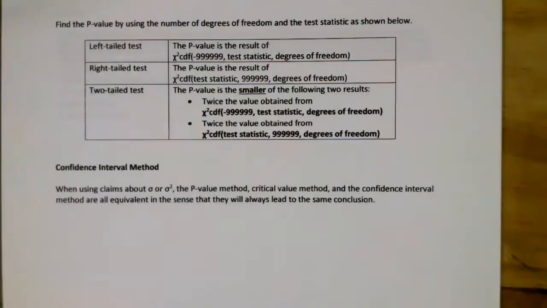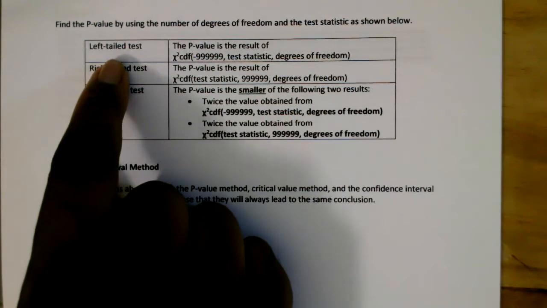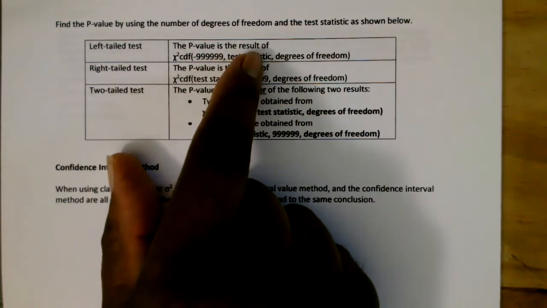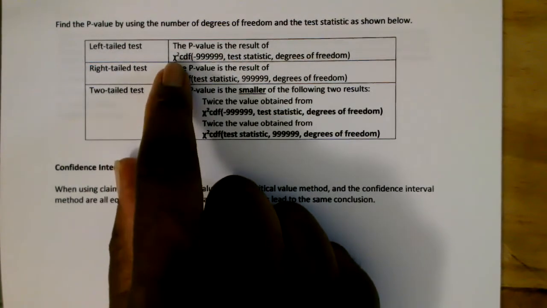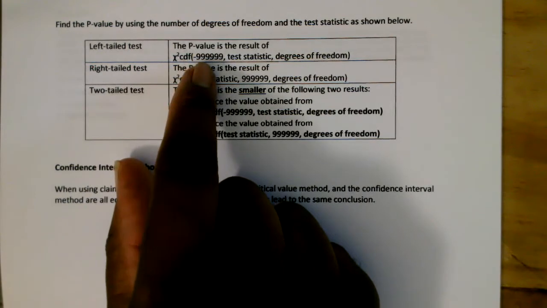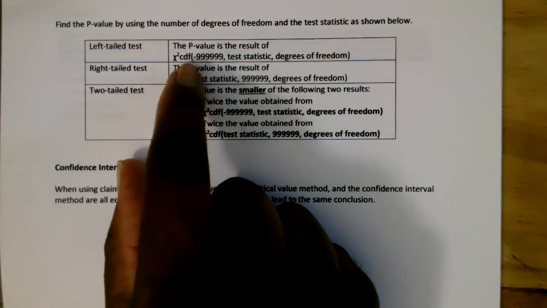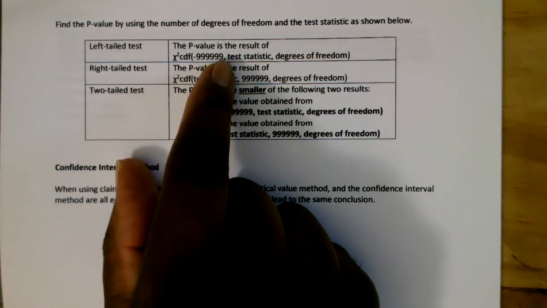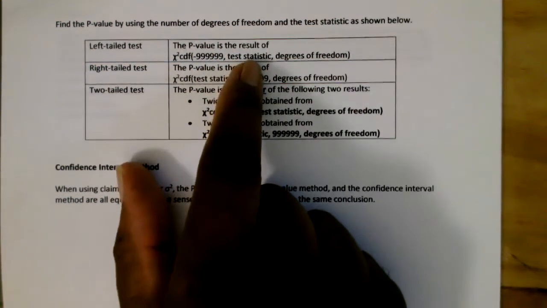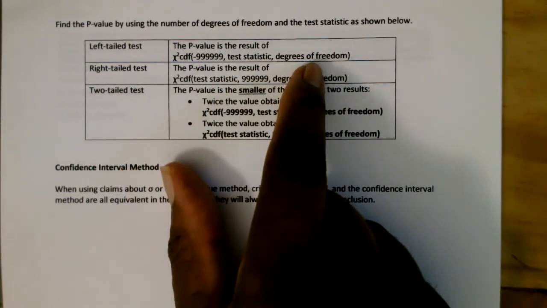Now in this case, here's how we find the p-value using the number of degrees of freedom and the test statistic as shown below. If you have a left tail test, then your p-value is going to be the result of this. After you select chi-square CDF, your lower limit would be a negative with, and I have 6 nines, but you can use as many nines as you need to get a more accurate p-value. So it'd be negative with, let's say, 6 nines, and then your test statistic, then degrees of freedom.